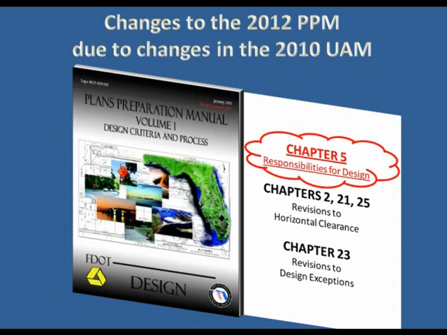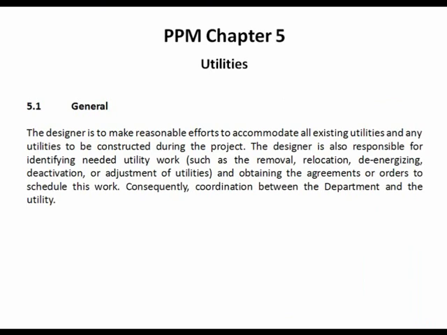So let's look at Chapter 5. What was the main change there? Chapter 5, the main emphasis was brought to the very first sentence of the chapter. It says the designer is to make reasonable efforts to accommodate all existing utilities and any utilities to be constructed during the project. The designer is also responsible for identifying needed utility work. It doesn't mean he needs to know how to design a utility. He needs to know when it needs to be moved so it doesn't affect the project.